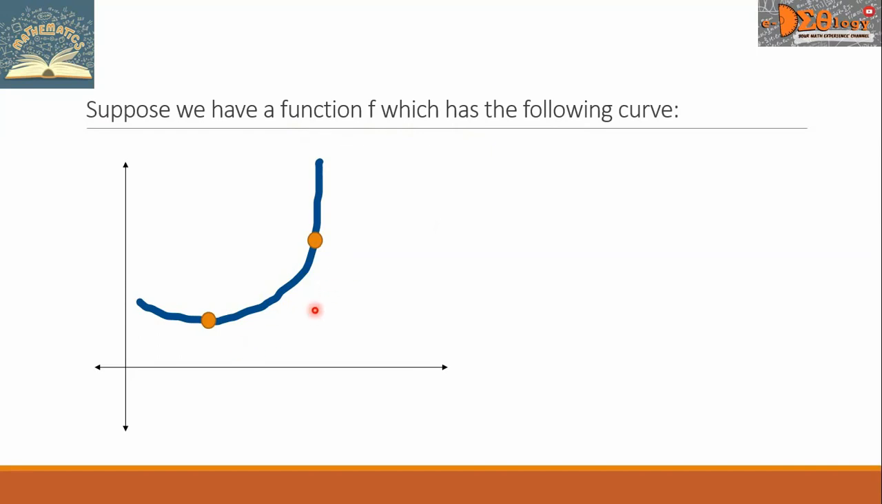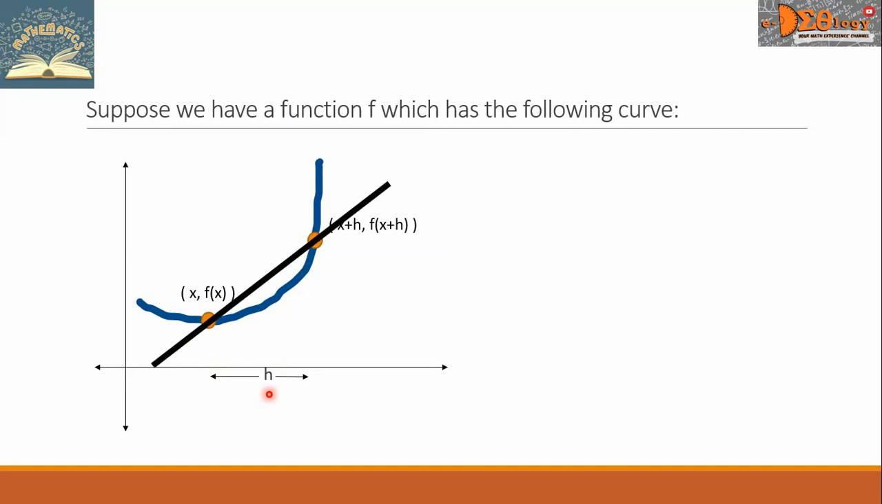Let us name the coordinates of the 2 points, namely x, f of x for the first point, and the second point is x plus h, f of x plus h. Take note that the distance between the x coordinates of the 2 points is h.